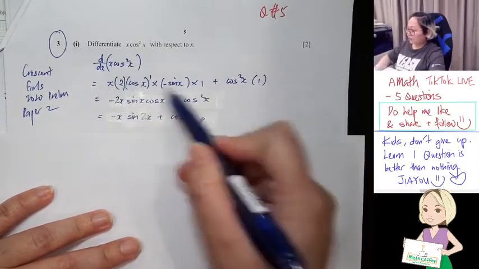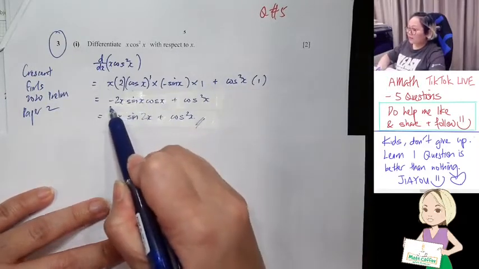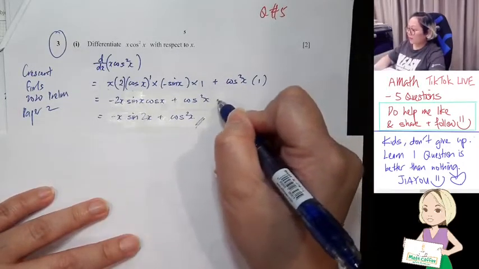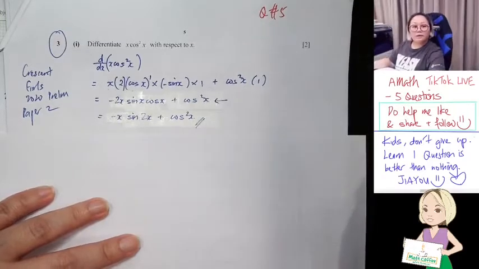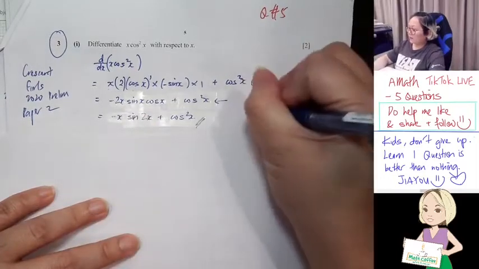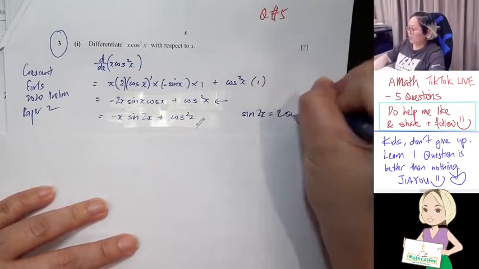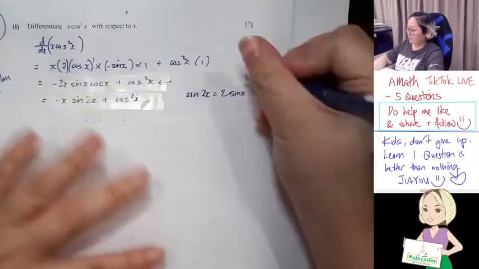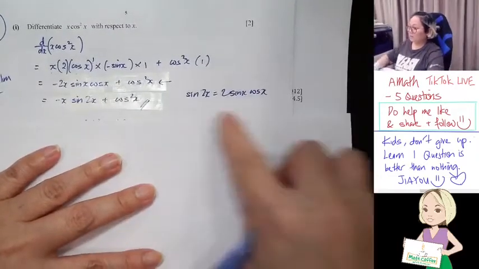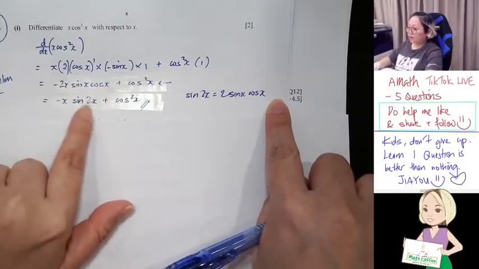Then after you simplify, most people will come to here. Then I need to simplify, I use the double angle, sine 2x equals 2 sine x cosine x. Making use of this formula to change this to double angle. That's all.